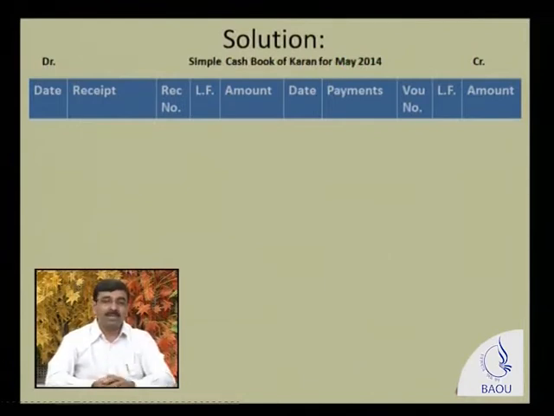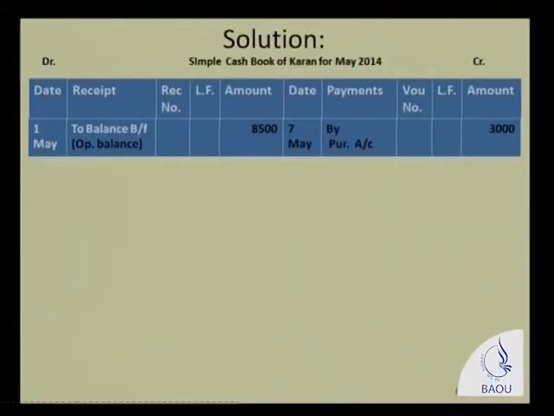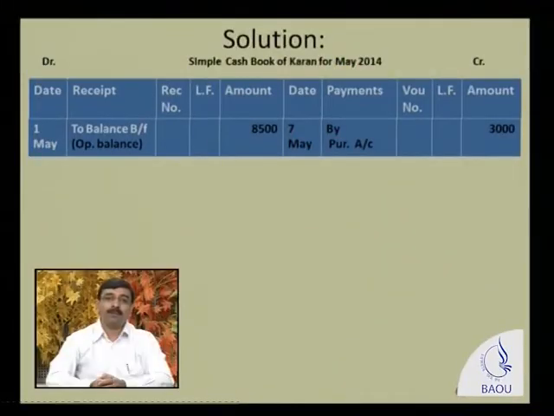Now see the first transaction. We are supposed to discuss the cash on hand of rupees 8500, and this 8500 is the opening balance. So see here the opening balance on the 1st of May, balance brought forward, that is 8500 rupees, written in front of the date 1st in the amount column.